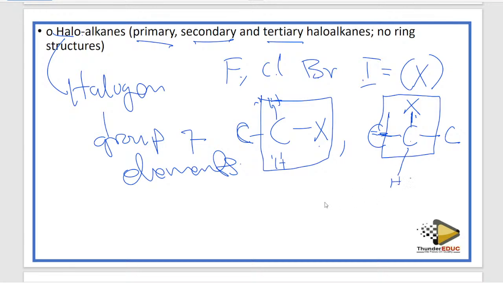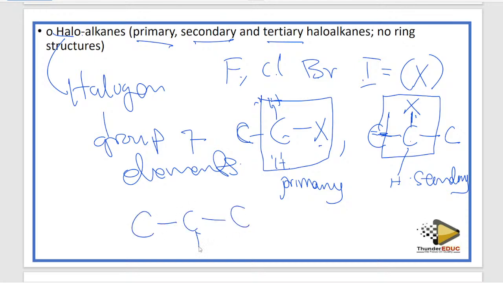What about a tertiary? So we shall say this is a primary haloalkane. Why do we say haloalkane? Because it is an alkane with a halogen, hence haloalkane. So we shall call this one primary. We shall call this one secondary, while tertiary will have to be like this.